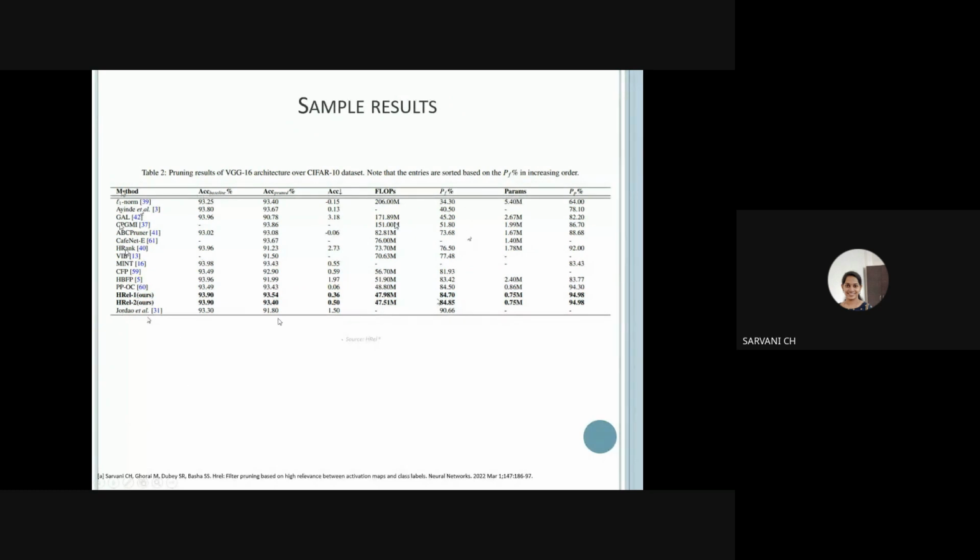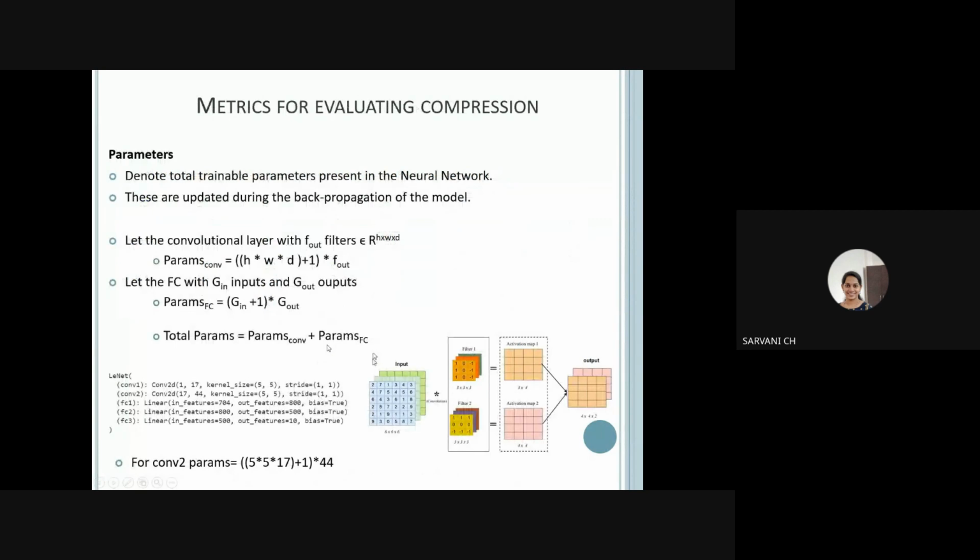And all the pruning works, as I have mentioned, are compared in terms of flops or parameters reduction. So to how much extent the flops are pruned, the flops percentage or parameter percentage, to how much extent an algorithm is able to prune, and how much of the performance the algorithm is able to retain. Based on this, the efficiency of the algorithm is finalized.